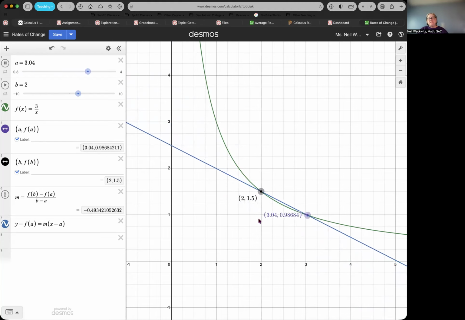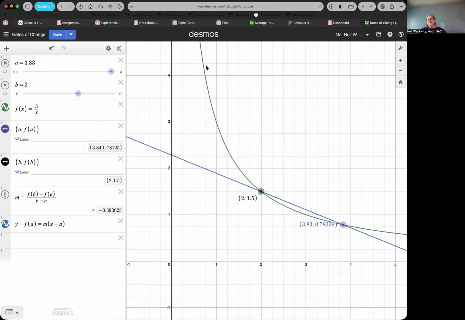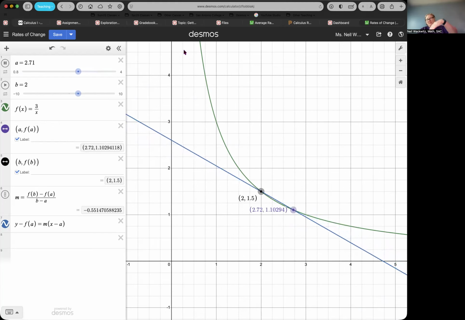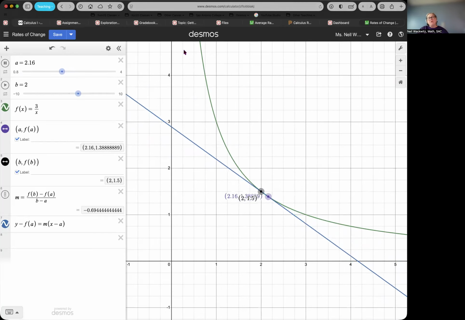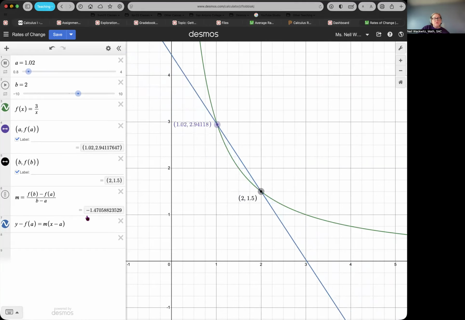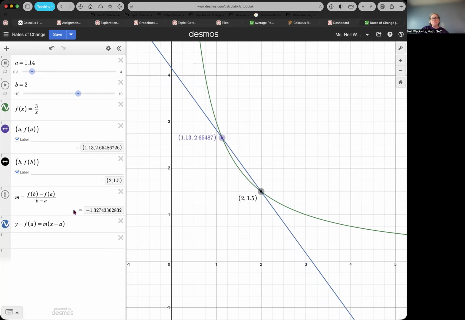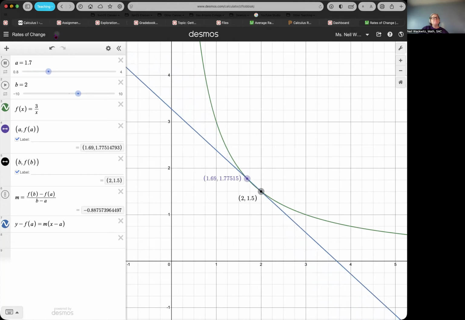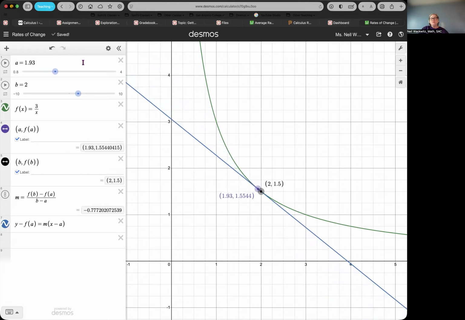So you can see that just like with 1 over x, 3 over x is always decreasing. It's going downhill as you go from left to right, and the slopes are all negative. I think that's good enough.